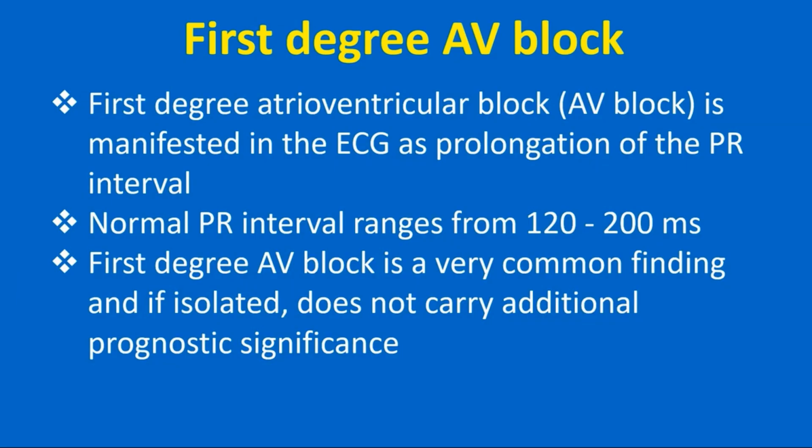First degree atrioventricular block is manifested in the ECG as prolongation of the PR interval. Normal PR interval ranges from 120 to 200 milliseconds. First degree AV block is a very common finding and if isolated does not carry additional prognostic significance.